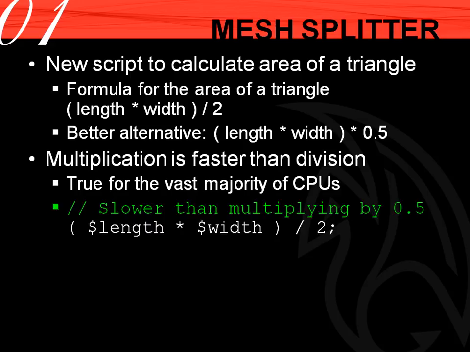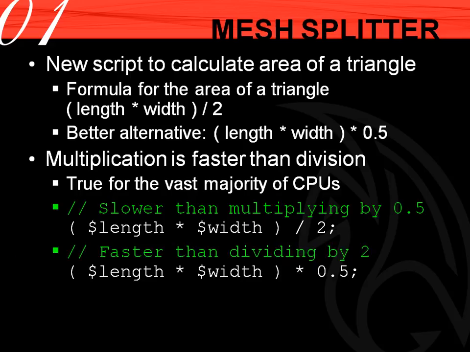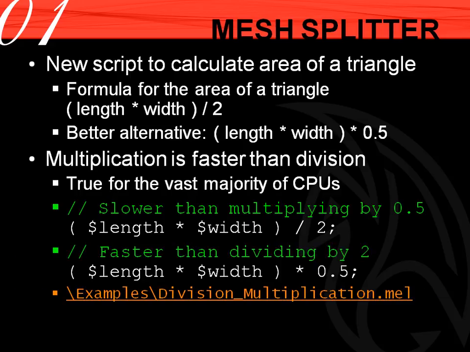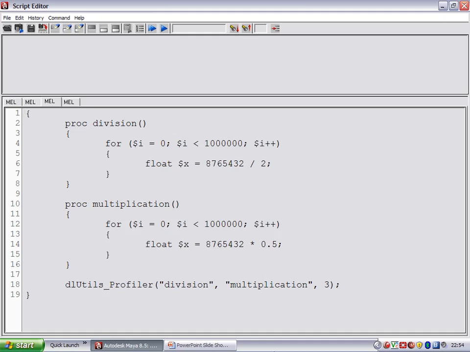So here, again, another example. Length times width divided by 2 is slower than multiplying by 0.5 in this case. So we talked about our profiler before. Now we're going to use our DLUtils profiler again here to compare division against multiplication. So we're going to jump back into Maya here and see that we have two different procedures here.